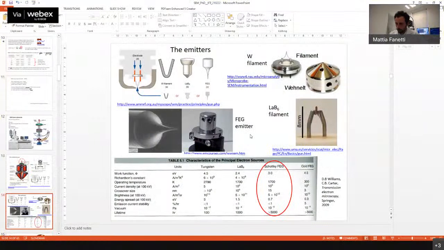Now I share the screen again. Okay, so the tungsten is kept at 2700. You understand that if you don't have a high vacuum, the tungsten will blow in a few seconds. Okay, so the better the vacuum, the longer the lifetime.